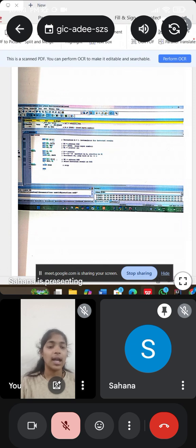begins. MOV A, #1 loads 1 into the accumulator A, and this initialization, A equals 1, holds the running product. And MOV R0, #85H, the memory address. R0 is loaded with the memory address 85, the address where the input number is stored.